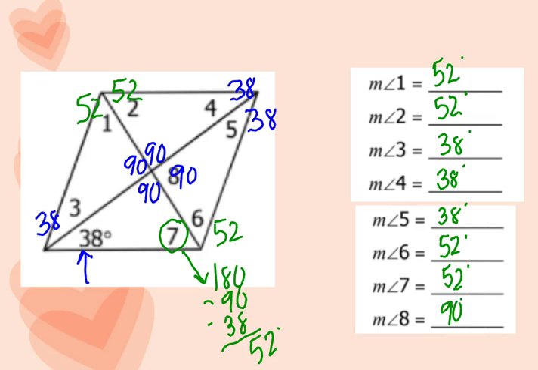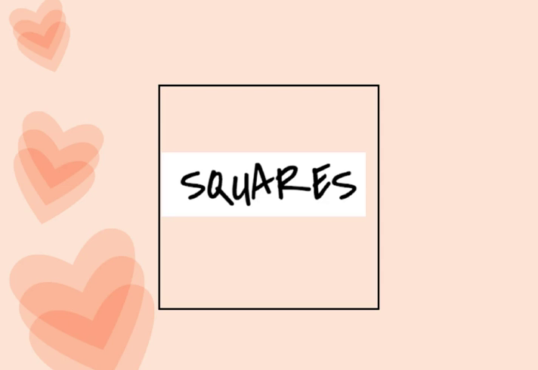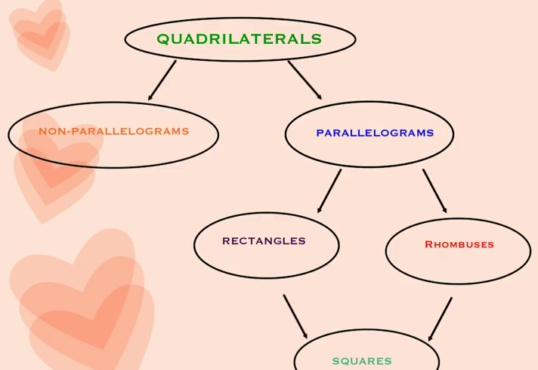Okay, that's a rhombus in a nutshell. Now let's try to look at squares for a moment. Okay, look at our little map up here, guys. So we have our parallelograms, and then two different kinds of parallelograms are rectangles and rhombuses. And now it's like a rectangle and a rhombus had a baby, and it's a square. Because it shares properties of all of them.